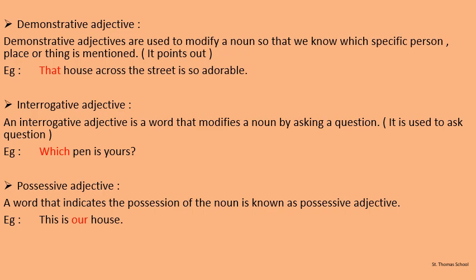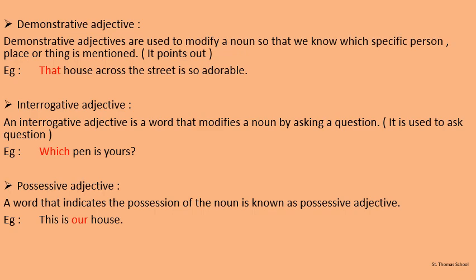So mainly the four demonstrative adjectives are this, that, these and those. So this and that are singular forms, and these and those are the plural forms of this and that. So these four are the demonstrative adjectives. See the example: That house across the street is so adorable. So I am pointing out a particular house.